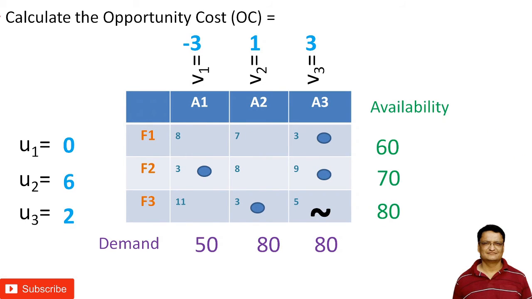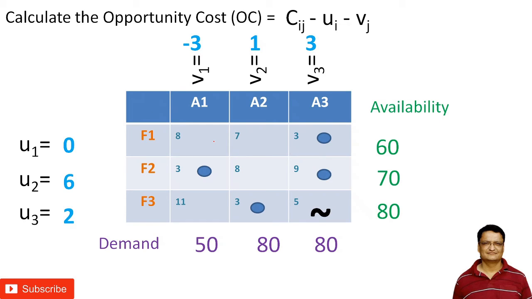Now we are ready to calculate the opportunity cost, as we have the values of all 12 variables. So what is an opportunity cost? Opportunity cost indicates whether my obtained solution is optimum or not. In order to calculate it, we need to use this formula: Cij minus Ui minus Vj will give me the value of the opportunity cost. We need to calculate the opportunity cost for all the empty cells. We don't need to calculate it for the occupied cells.